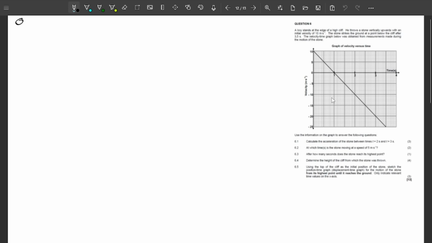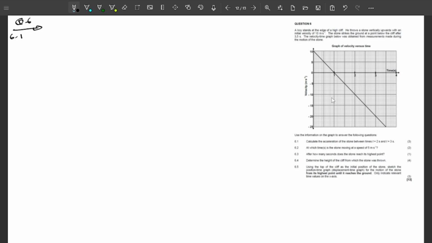So now let's begin. We have a question statement at the top. A boy stands at the edge of a high cliff, right? He throws a stone vertically upwards with an initial velocity of 10 meters per second. Good. Now the stone strikes the ground at a point below the cliff after 3.5 seconds. Now the velocity-time graph below was obtained from measurements made during the motion of the stone, right?